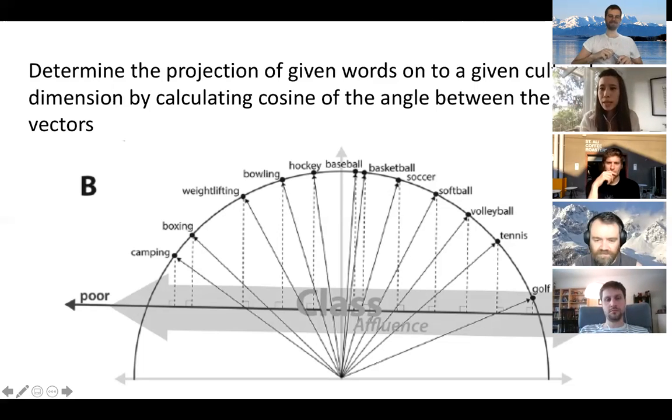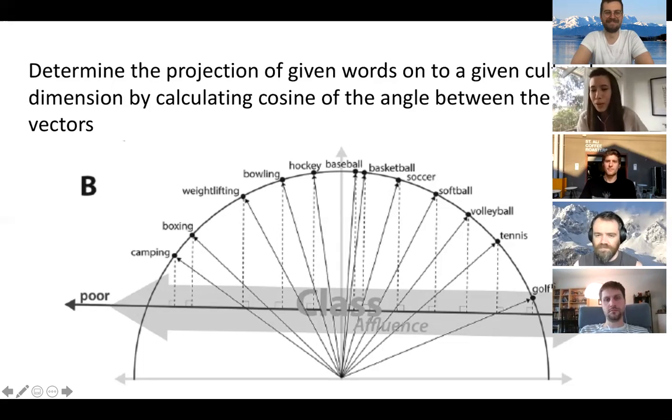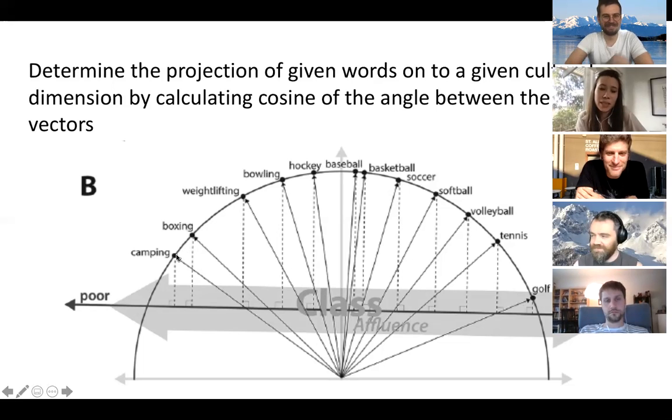So here in the paper, they have this lovely figure where you can see the word golf, and golf is projecting most strongly onto the rich dimension, whereas you've got things like boxing and camping that are projecting much more strongly onto the poor dimension.